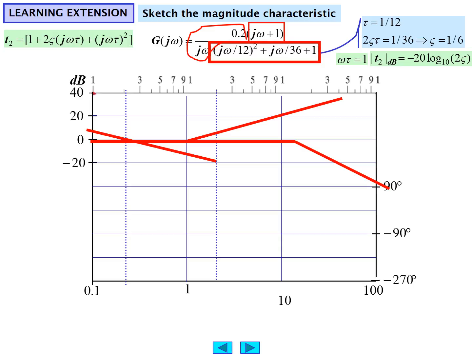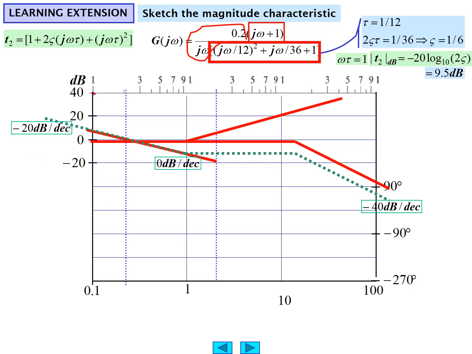We find that the magnitude of T2 in dB is minus 20 log to the base 10 of 2 eta, or if you will, about 9.5 dB as a result. And that gives us our magnitude response to the first break, to the second break, and to the third break as a result. Minus 20 dB per decade, minus 40 dB per decade overall. 0 dB per decade occurs in the middle because the two first order terms essentially interact. And the minus 20 dB per decade and the plus 20 dB per decade produce 0 dB per decade starting around 1.